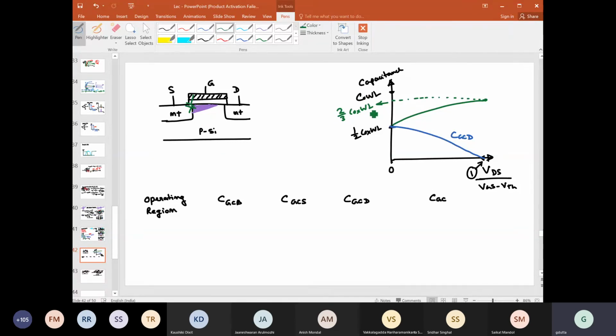Fine. And here also, if you want to see the variation of the total gate to channel capacitance, then you have to again add these two. If you add these two, you can see this is increasing, this is falling. Earlier the total gate to channel capacitance was this much, finally it is this much. So you have to just add these two. So CGC, the total capacitance, will fall from here till here.